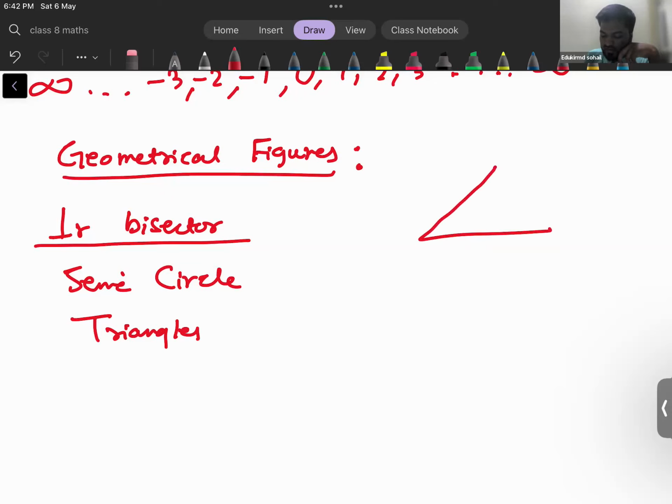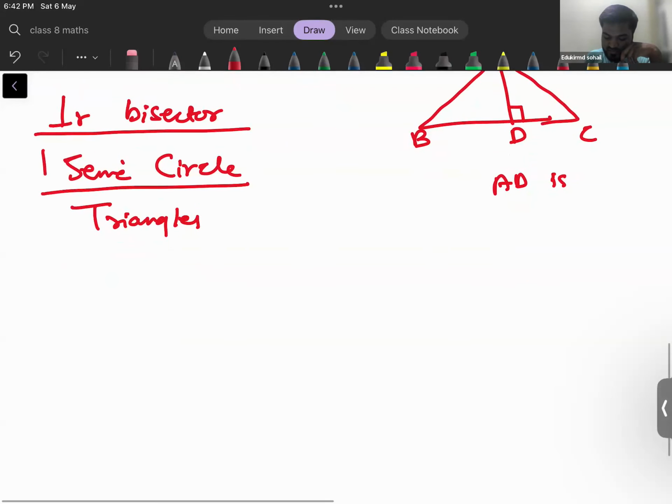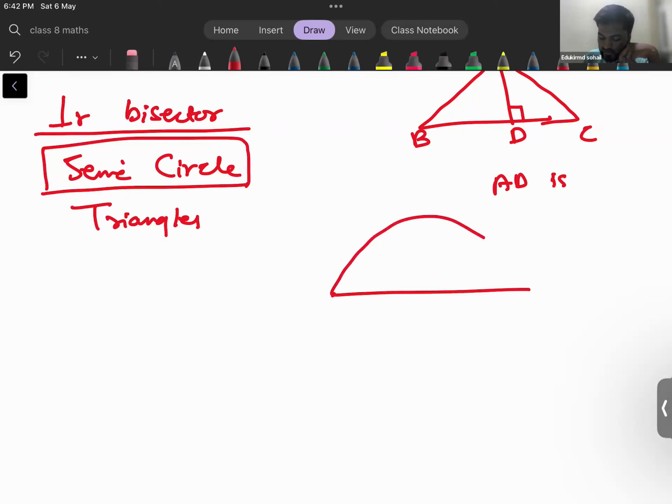Because let's say if I have got a triangle named triangle ABC and side BC is bisected perpendicularly, and we name it AD, then this AD is called the perpendicular bisector of triangle ABC. So perpendicular bisector is not a geometrical figure, right? You talked about semicircle, it looks like this. What's the angle formed by semicircle? If I have got a point O at the center of this semicircle, then what is the angle around the center? 120 degrees. No, it is 180 degrees.